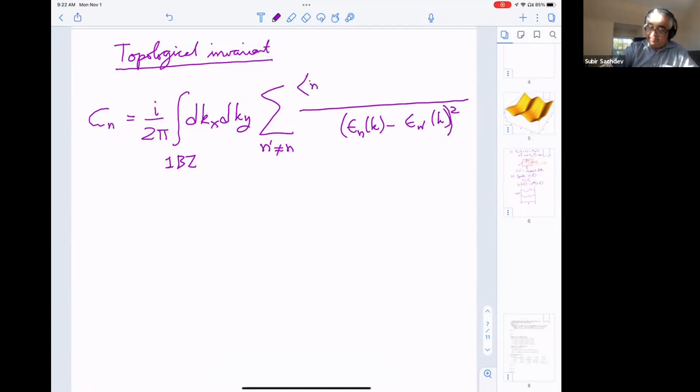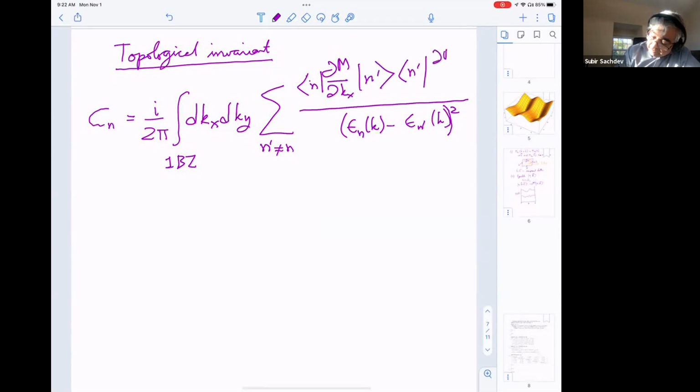The numerator is the matrix element of dM by dkx between n and n prime, times the matrix element of dM by dky between n prime and n, and the numerator has another term, which is you interchange x and y.